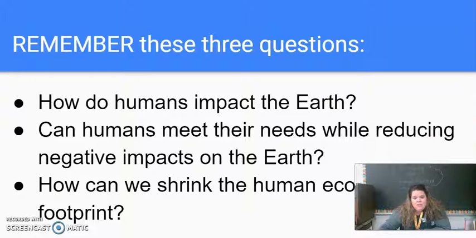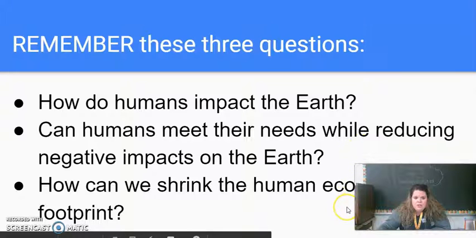Now remember these 3 questions throughout this project. How do humans impact the Earth? Can humans meet their needs while reducing negative impacts on the Earth? And how can we shrink the human ecological footprint?